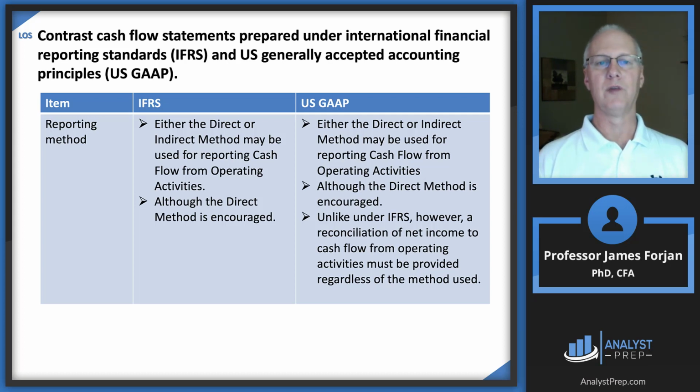Now, we can do this. We can report these either through what's known as the direct method or the indirect method, and I have some good examples as we get through the slide deck here. But US GAAP and the International Financial Reporting Standards both allow direct or indirect methods. Although preferably, both of them want you to use the direct method. But the distinguishing feature of the US standard is that there has to be a reconciliation of net income to cash flow, and that has to be provided regardless of whether you use the direct or indirect method.